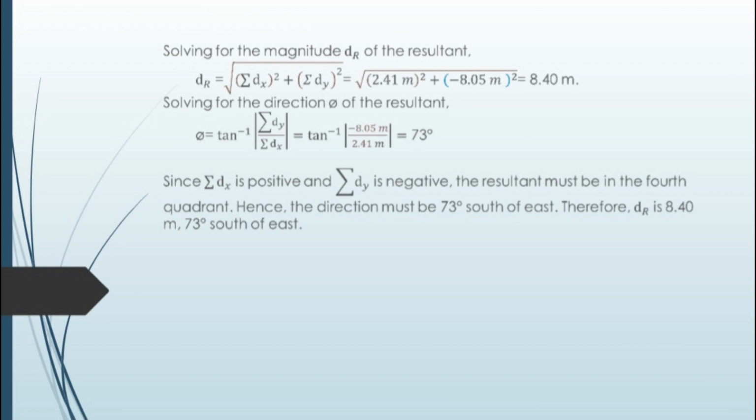Solving this for the magnitude of the resultant. Solving this for the direction of the resultant. Since this is positive and this is negative, the resultant must be in the fourth quadrant. Hence, the direction must be 73 degrees south of east. Therefore, the resultant is 8.40 meters, 73 degrees south of east.